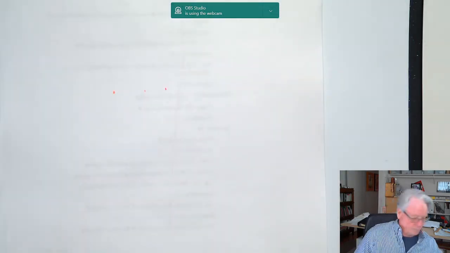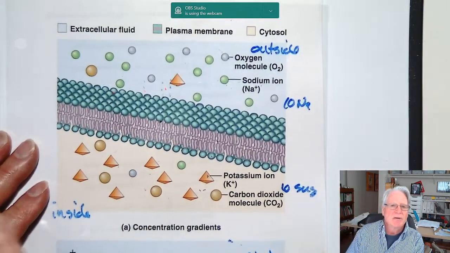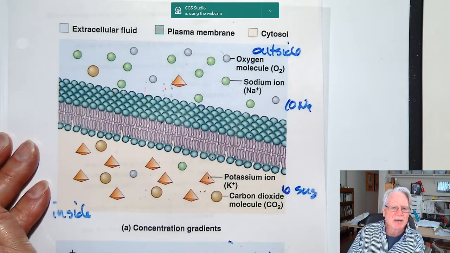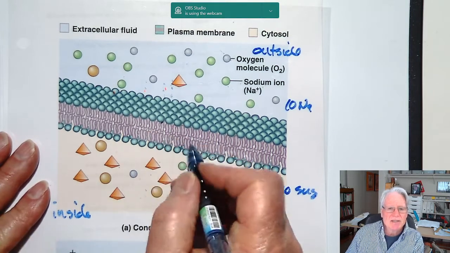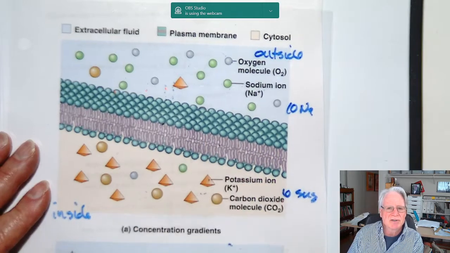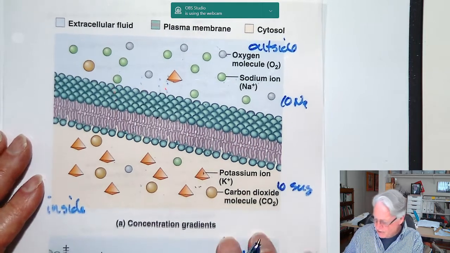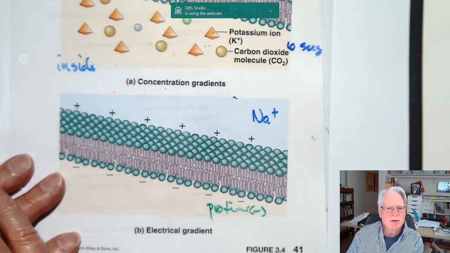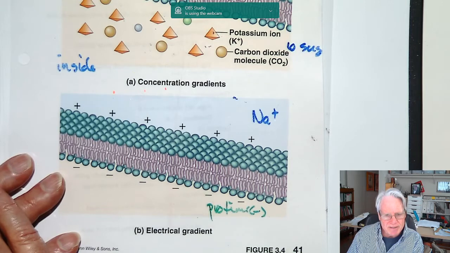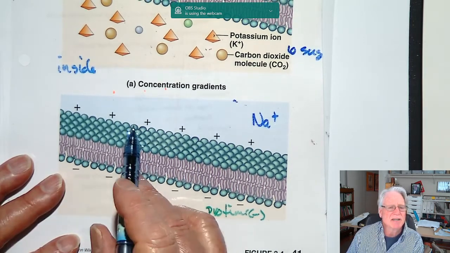So here we go. Here is a concentration gradient. We've got a number of different chemicals that are segregated across the membrane, some more on one side and some less on the other side. We can see here potassium and carbon dioxide, and then oxygen and sodium, and you can see that there's this segregation across that membrane. Okay, and then we get this separation of charges across the membrane, with the inside of the cell typically being negative and the outside being positive.